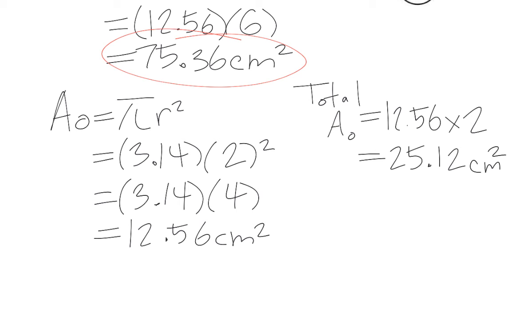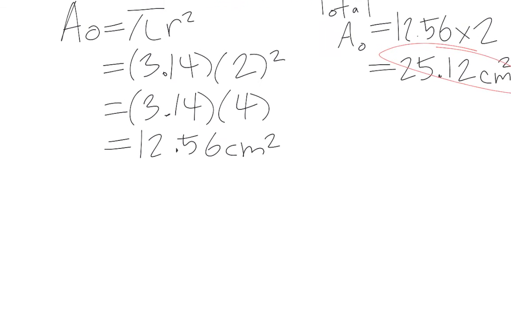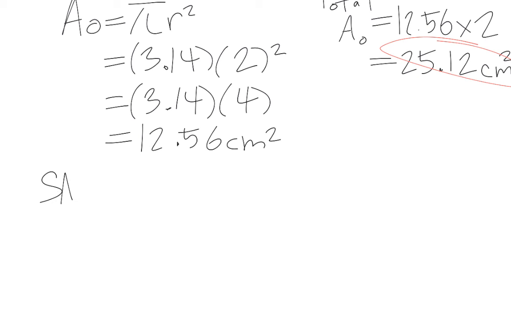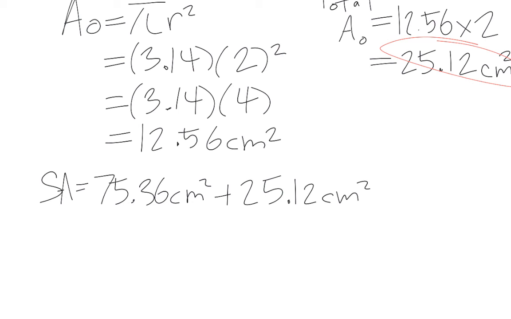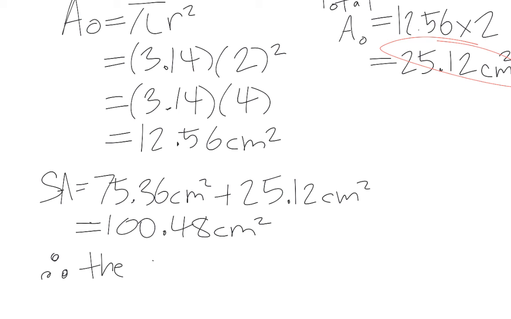So I'm going to take this number, and I'm going to add them together. So I'm going to do that down here. I'm going to say surface area is equal to 75.36 square centimeters plus 25.12 square centimeters. You put that in a calculator, you are going to get 100.48 square centimeters. And I'm going to end this with a concluding statement. Therefore, the surface area is 100.48 square centimeters.